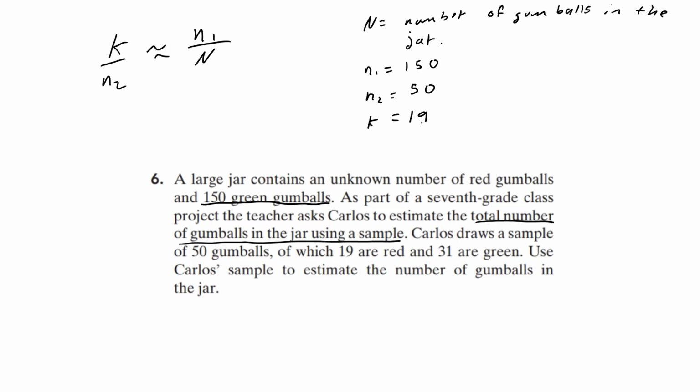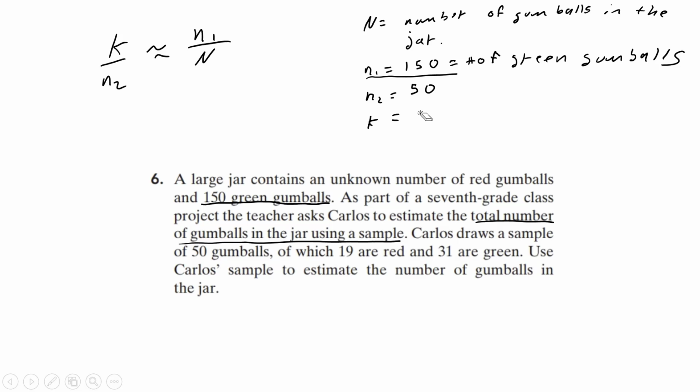We could then find the cross products, cross multiply. We can multiply 31 times this one and this one times this one. I should have been more careful with my labeling. And that then gives me 31 green. N1 is 150. 50 times 150 is the number 50 times 15, 5 times 15 is 75. I do that in my head, and they both have a 0, so we add 2 zeros to it.